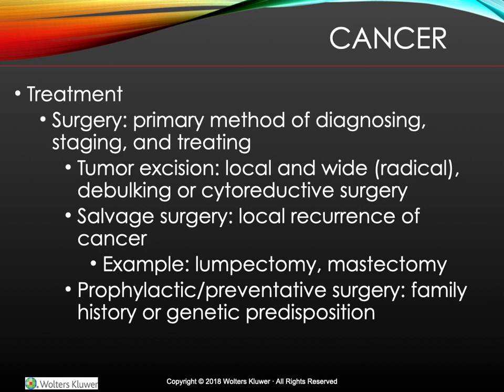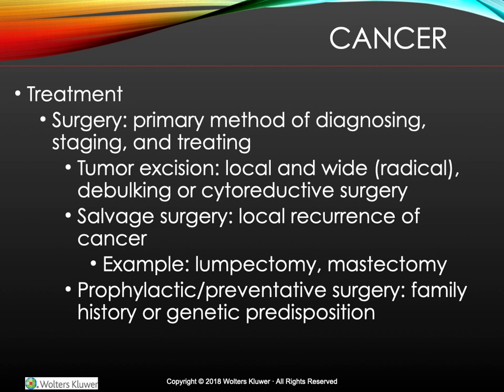So now let's move on to treatment. Surgery is the primary method of diagnosing and staging a cancer. Tumor excision, which is a superficial excision for biopsy, can be done. You can also do local removal or wide radical removal of a tumor. Debulking or cytoreductive surgery is just that. It is the reduction of the tumor in size because the tumor cannot be removed.